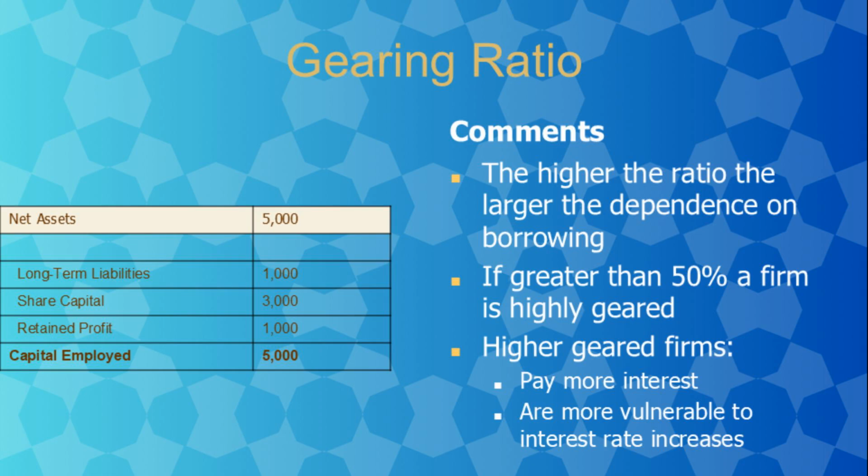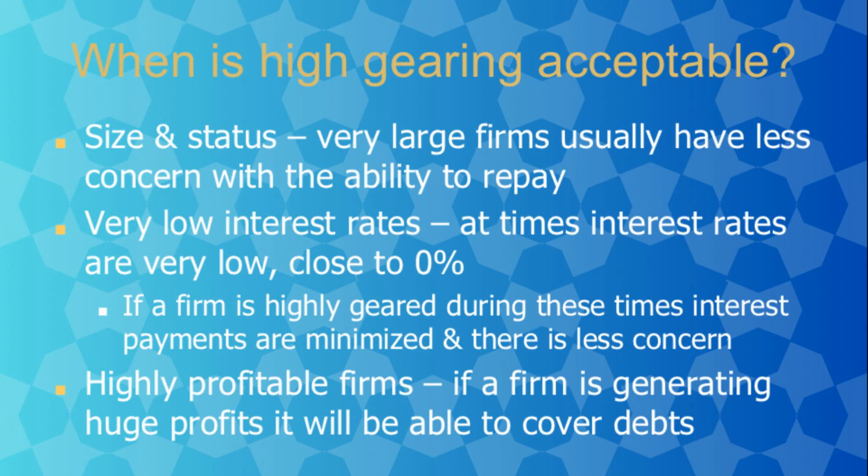Firms with ratios above 50% are highly geared, meaning they pay more interest and are more vulnerable to interest rate increases. High gearing is acceptable for large firms with less concern about repayment, during periods of low interest rates, or for highly profitable firms that can cover debts with their profits.